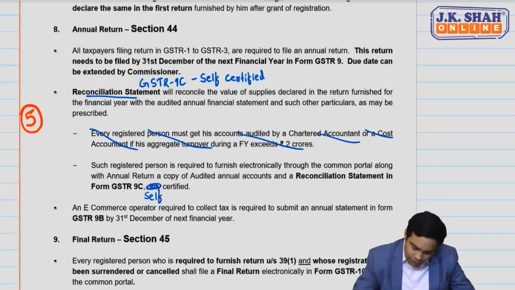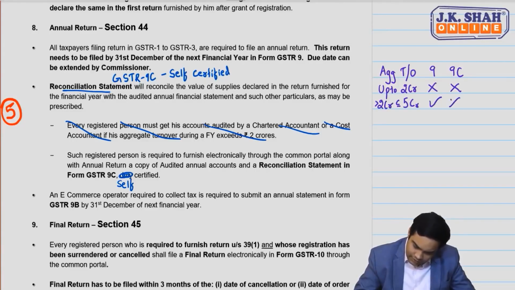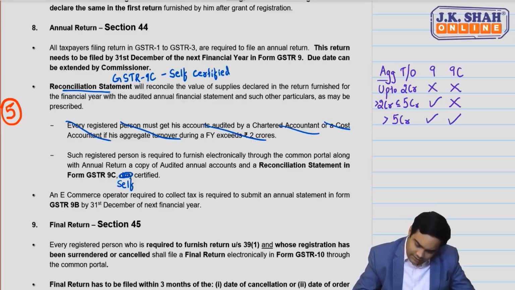Now for your exams, this is how it looks. You can keep this as a provision. See, if your turnover is up to 2 crore, 9 not required, 9C not required. More than 2 crore, up to 5 crore, 9 required, 9C not required. And more than 5 crore turnover, 9 required, 9C is also required. This is how it is at present.